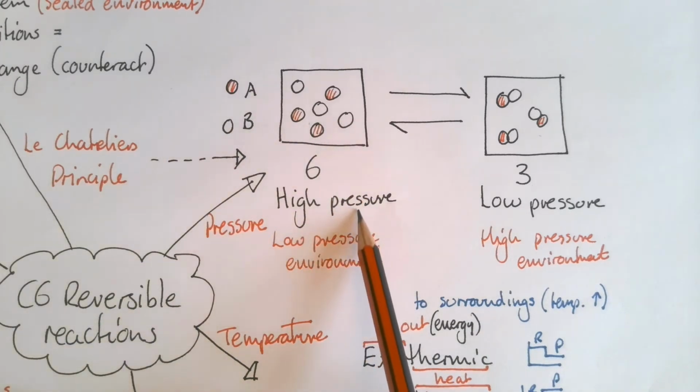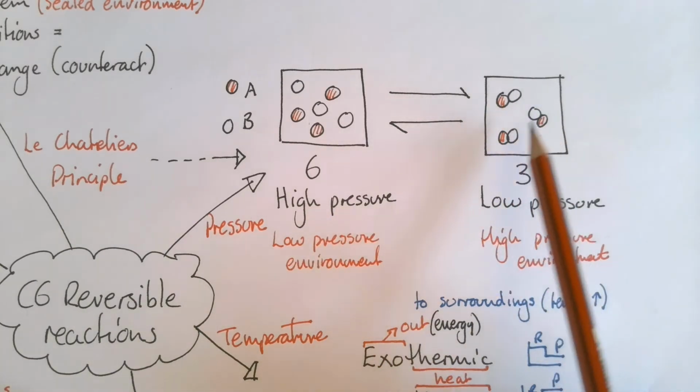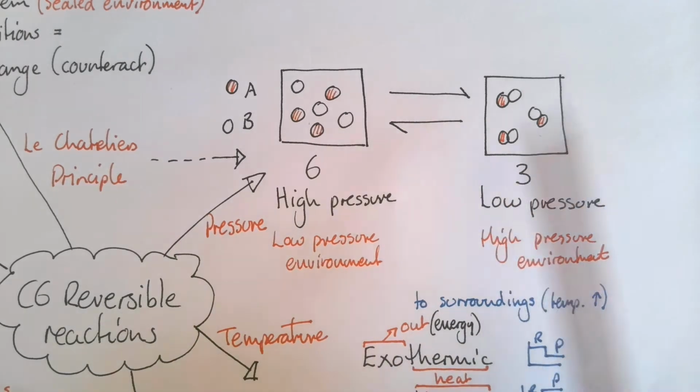And that means I get a high pressure, compared to a low pressure over here because I've only got them in pairs. So I've only got 3 individual particles that can hit the sides of the container. So the collisions aren't as frequent, which means you're not going to get as much pressure inside that container.